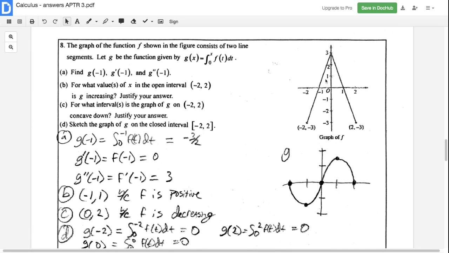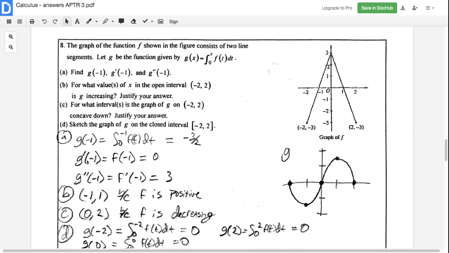Since I'm going backwards, that means my sign is going to change. So this triangle is 1 by 3. So that means the area of this is 3/2. Since I'm going backwards, going from 0 to negative 1, that means it's going to be negative.